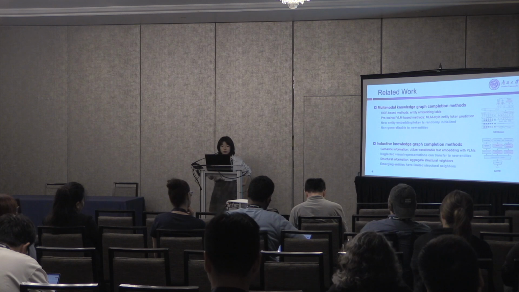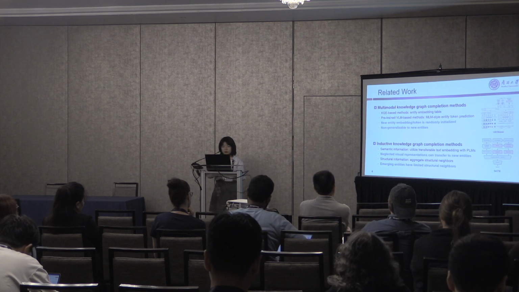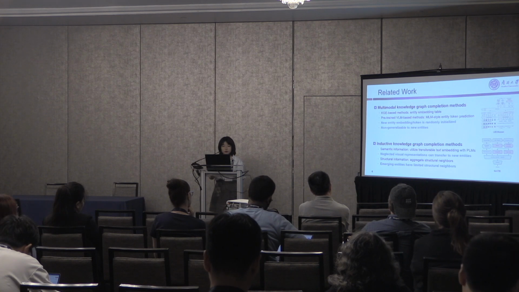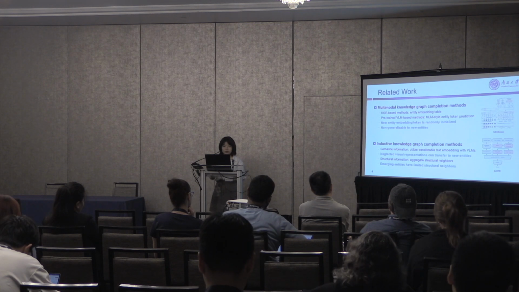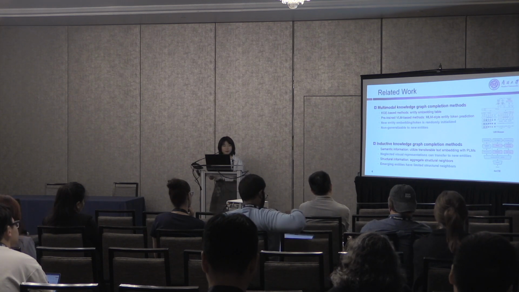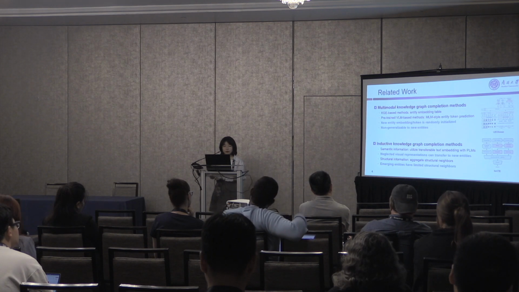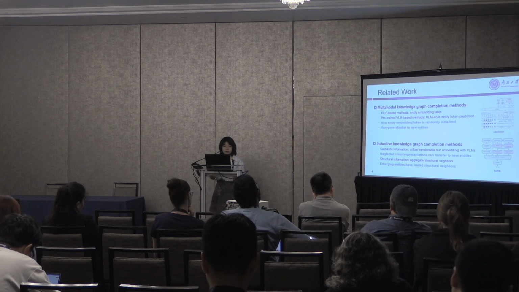For the inductive knowledge graph completion methods, they usually focus on the unseen entity problem, and they usually exploit the pre-trained language model to utilize its transferable textual embeddings. They neglect that the visual representations can also transfer to the new entities. And for the structural information, they usually aggregate the structural neighbors of the new entity in the existing KGs. However, for emerging entities, their structural neighbors are usually limited.